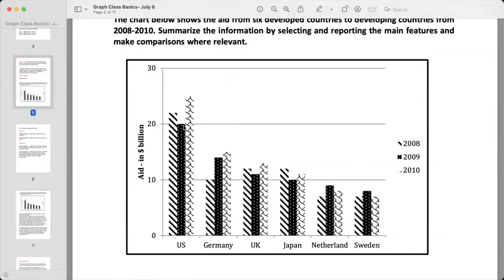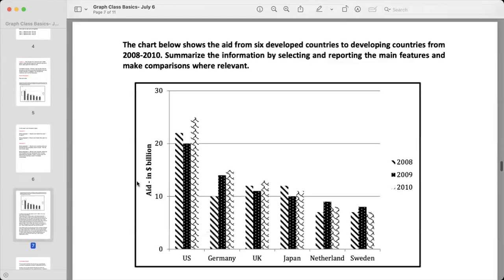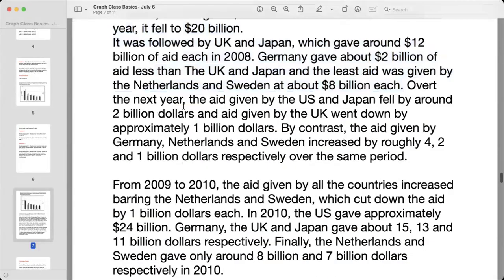And then I've written what happened: decrease, decrease, decrease. By contrast, increase, increase, increase. So that's what I'm going to do here. Over the next year, the aid given by the US and Japan fell by around $2 billion, and the aid given by the UK went down by approximately $1 billion. By contrast, the aid given by Germany, the Netherlands, and Sweden increased by roughly $4 billion, $2 billion, and $1 billion, respectively, over the same period.